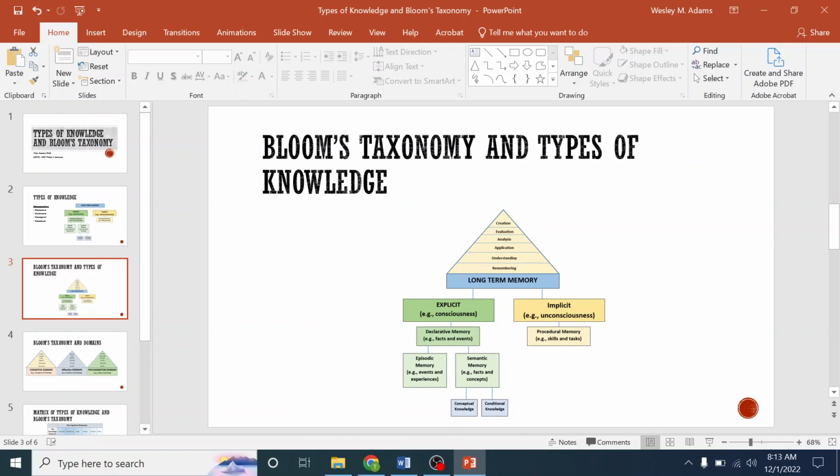Just like we're connecting types of knowledge to Bloom's taxonomy, we're also connecting all the different theories as we move forward, and we're going to tie these into information processing theory in the middle part of the semester. So these are all interconnected. And conditional knowledge would be, how do we use certain information? And I gave the example of a four-way stop or primitive fire.